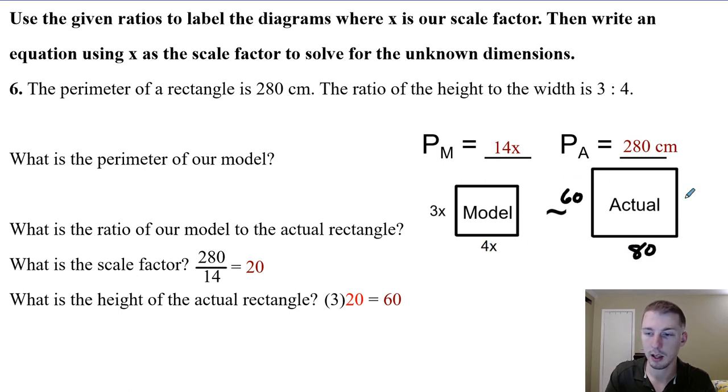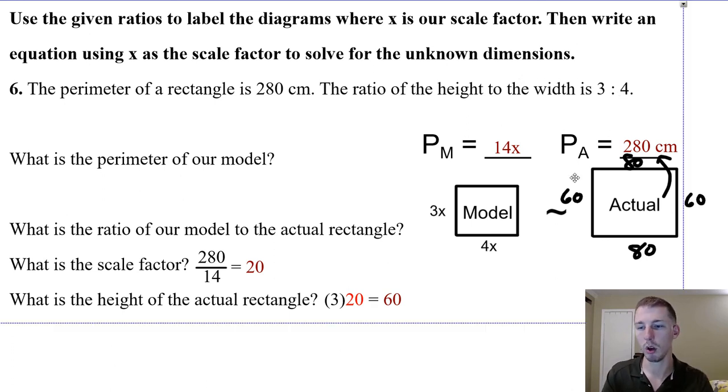If we add that together, so 60, 60, 80, 80, that should all add up to our 280, which is kind of what we're doing. So we're actually using what we know about ratios and proportions in order to go from a reduced ratio back to the original unreduced ratio.